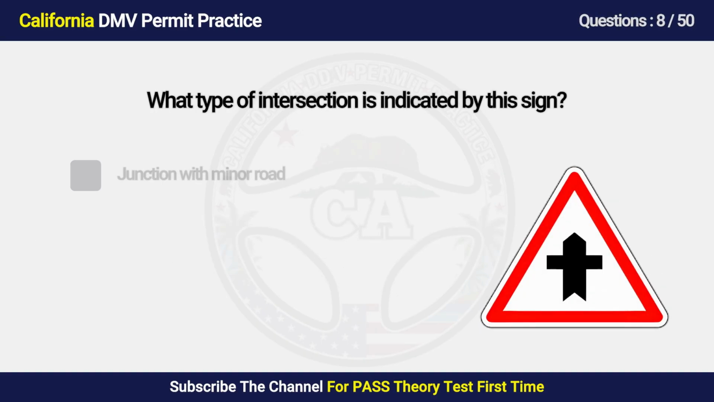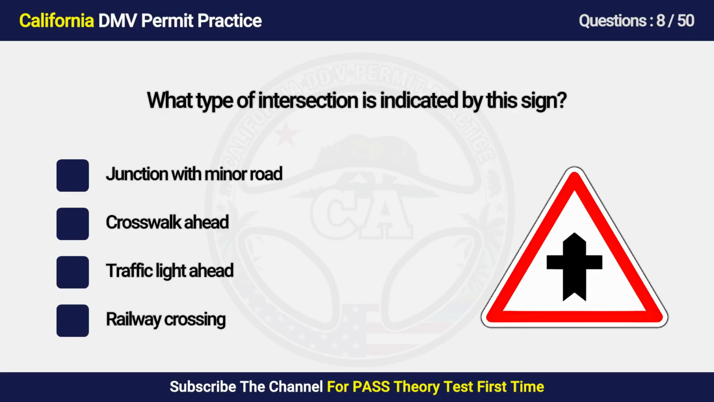Question 8. What type of intersection is indicated by this sign? A. Junction with minor road. B. Crosswalk ahead. C. Traffic light ahead. D. Railway crossing.